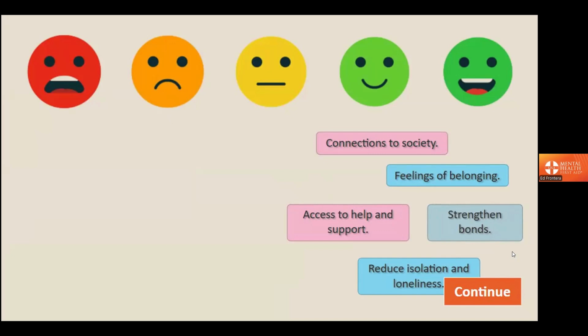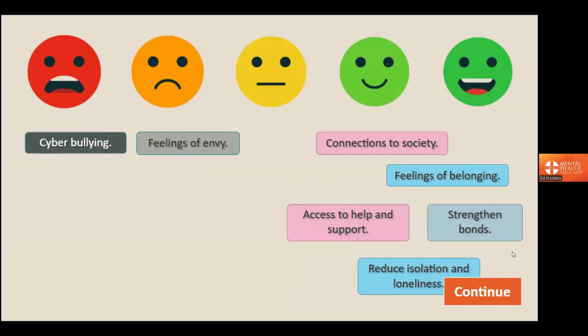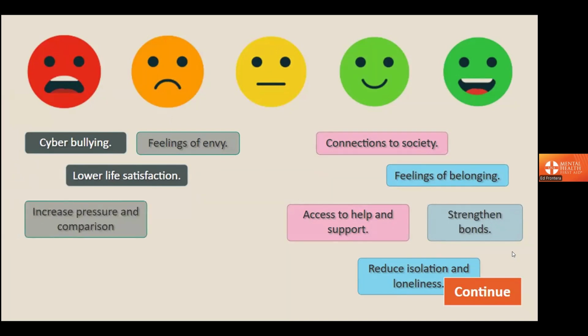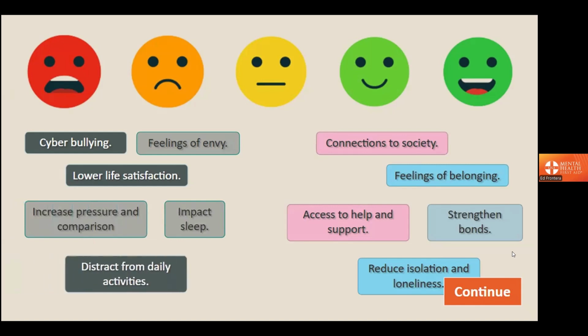On the downside, social media can increase exposure to cyberbullying. In fact, 1 in 6 American high school students experiences cyberbullying. Teens report they experience increased feelings of envy, inadequacy, and lower life satisfaction while using social media. Social media can increase the pressure on young people to constantly show themselves in the best light, and can increase comparison between peers. Social media and use of devices can impact sleep and distract from daily activities. These factors can directly and indirectly impact mental health.